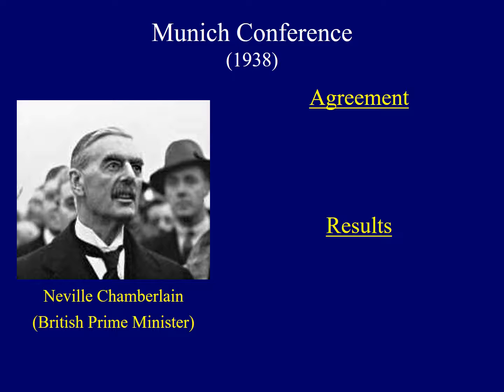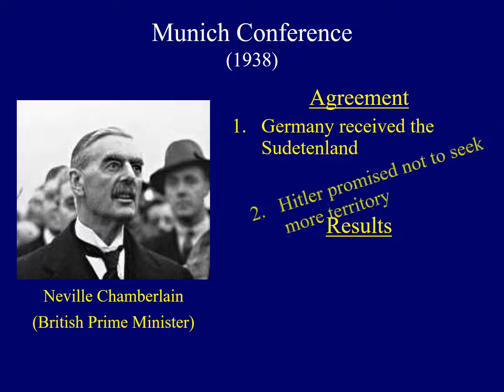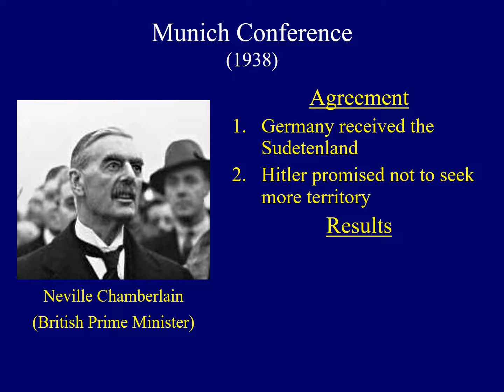In order to avoid war, a conference was held, and it was chaired by Neville Chamberlain, the leader of Great Britain. An agreement was reached. First of all, Germany received the Sudetenland. Secondly, in return, Hitler made a promise, or a pledge, that he would not seek any additional territory.